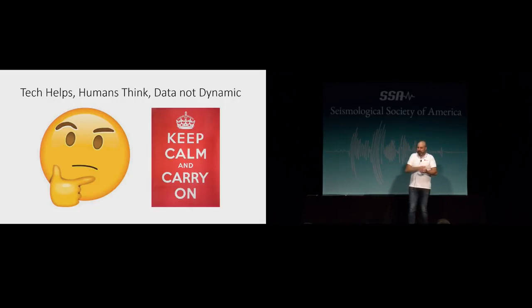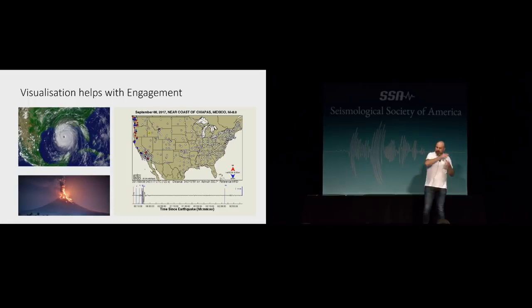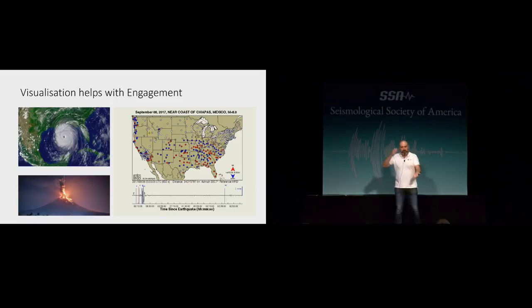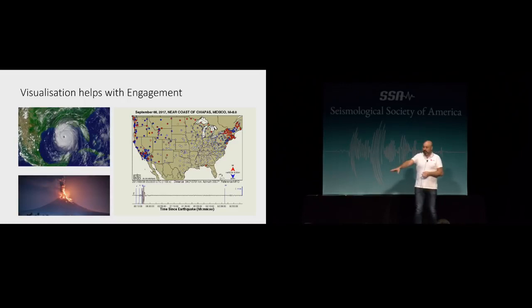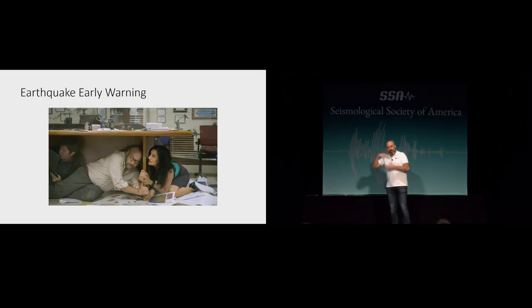When you've got cyclones or volcanoes, you've got these things that build up to a crescendo. But when an earthquake happens, it's happened, and then you've got to share that data. Visually, it's hard to do that. These animations of wave propagation are great because they're really good engagement, but it does take time. Earthquake early warning is the next step.